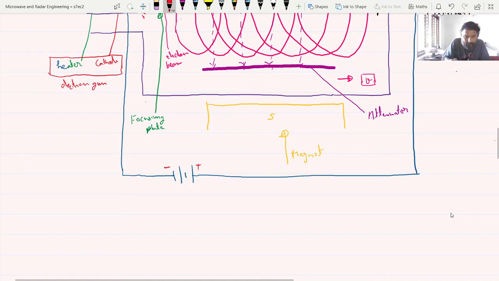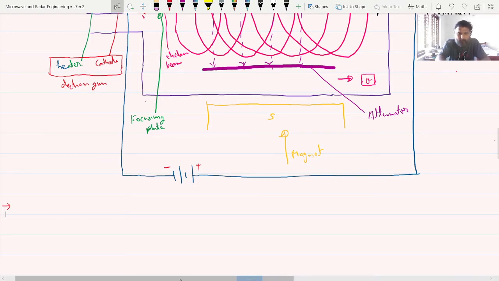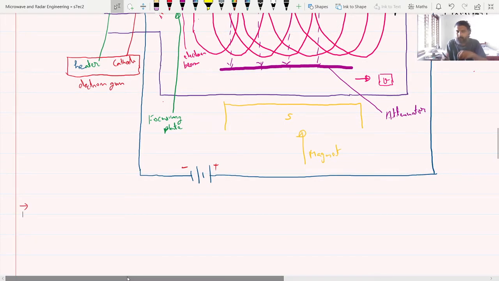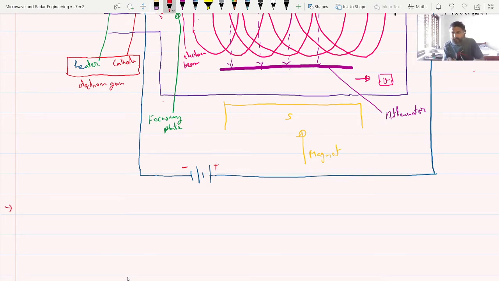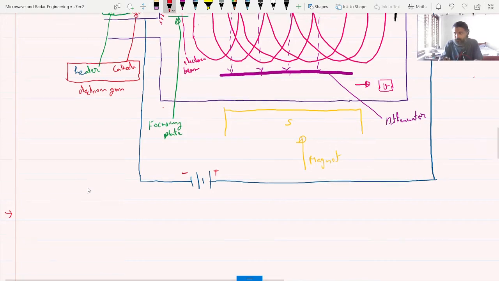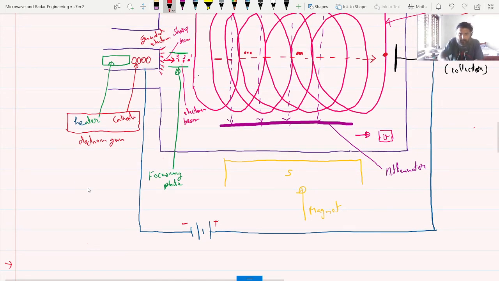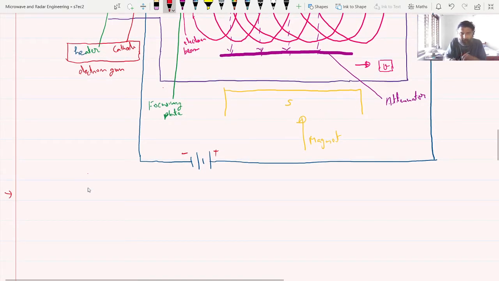The first point I have to indicate is: you can see that the electron beam is generated by whom? The electron beam is generated by the electron gun, which consists of both the heater and the cathode. This is the heater, indicated by the green line. The cathode is here. So the combination of this heater and cathode gives the electron gun, which will generate the electron beam. So I will write that first point.